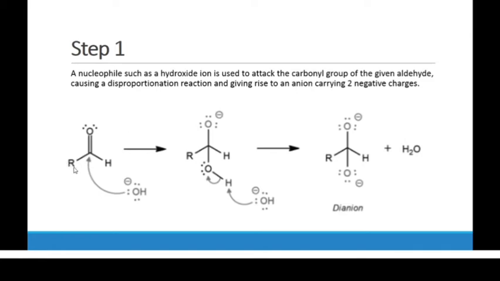To the aldehyde, a nucleophile such as hydroxide ion is used to attack the carbonyl group of the given aldehyde, giving rise to an anion carrying two negative charges. So this OH attacks this carbon, and then we have OH, and then another molecule of OH attacks this hydrogen of OH, and then we have a water molecule plus two negative charge ions. Okay, then we have the dianion.